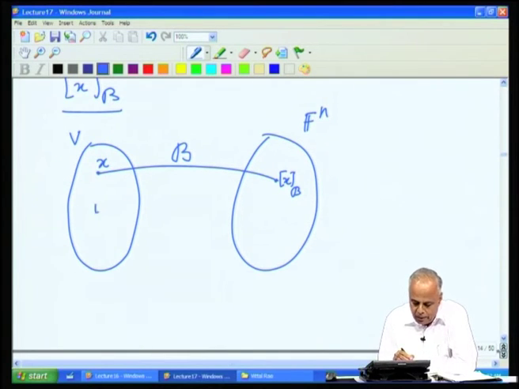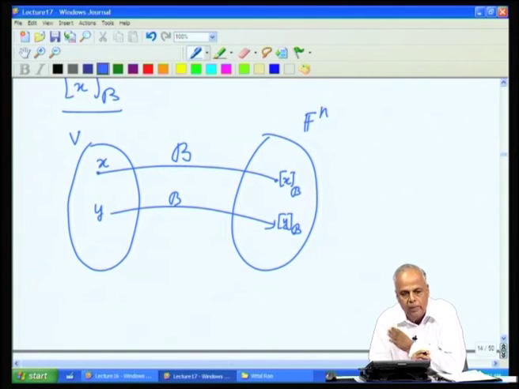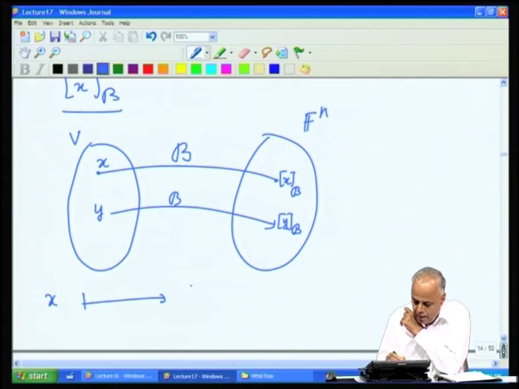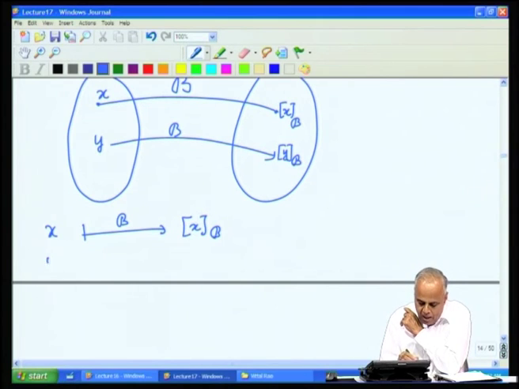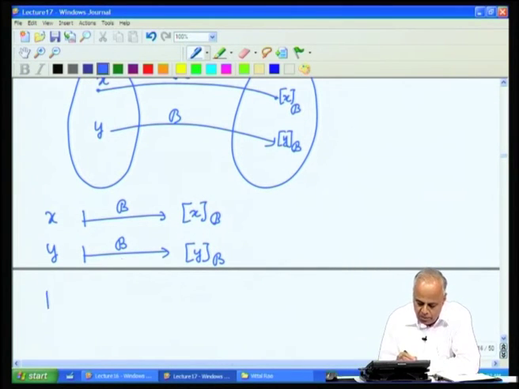Now, suppose we take two vectors, then y will get converted to y B. So, we have this conversion of every vector in V into a vector in F^n. Or you look at it this way: x has been encoded as x B, and the encoding apparatus is the ordered basis B, and y has been encoded as y B. So, we have these two vectors. Now, how good is this encoding?